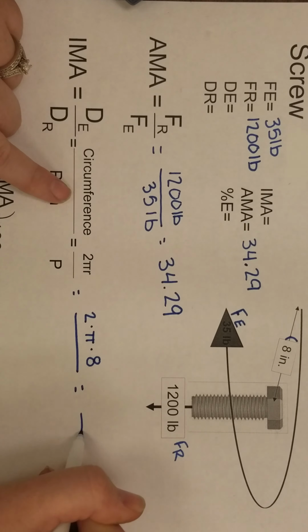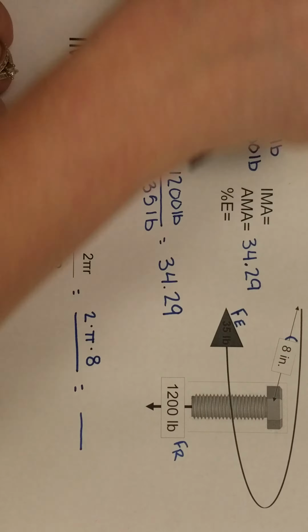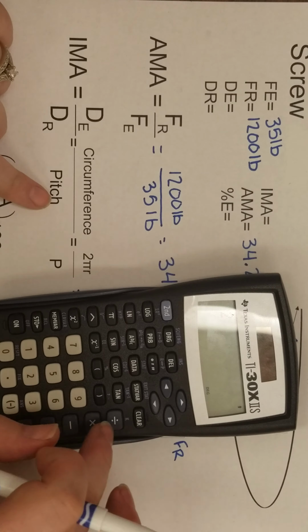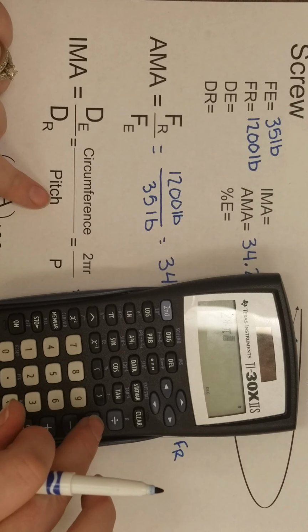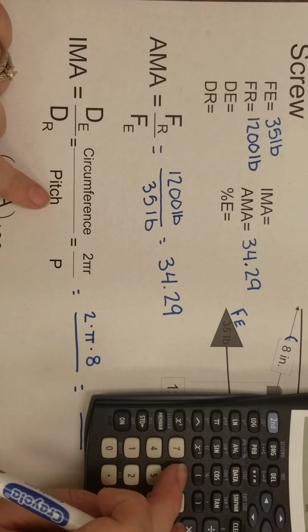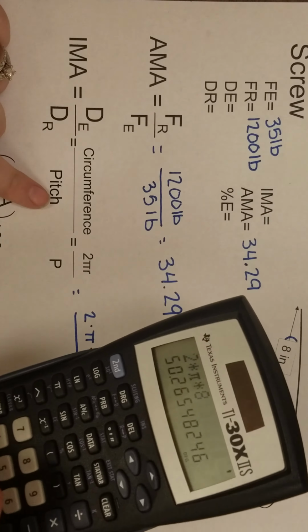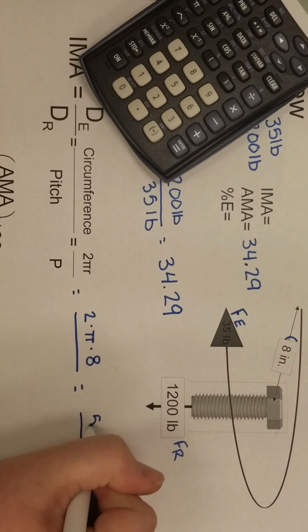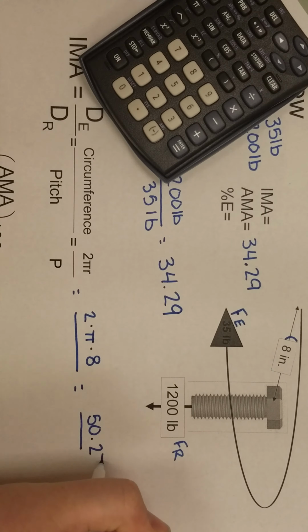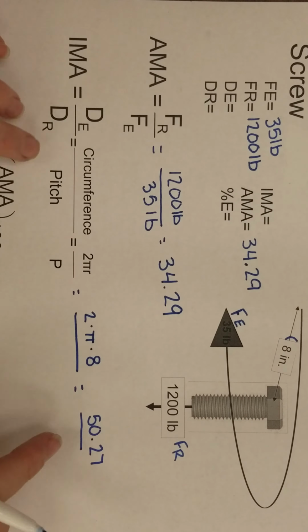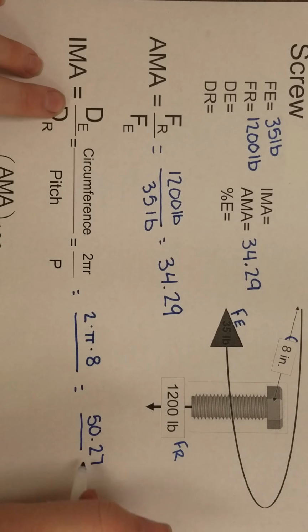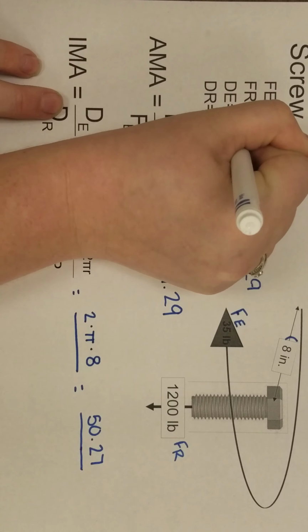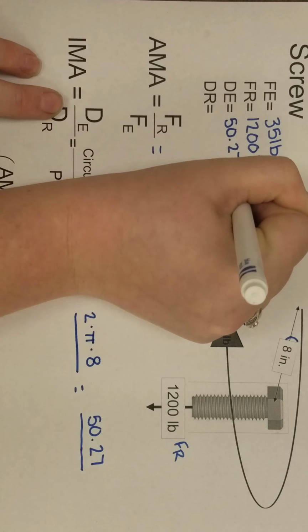And I'm going to plug this into my calculator. So I'm going to do 2 times pi times 8 equals 50.27. So 50.27 is the circumference, or my DE. So I'm going to record that on the top so that I have it. 50.27 inches.